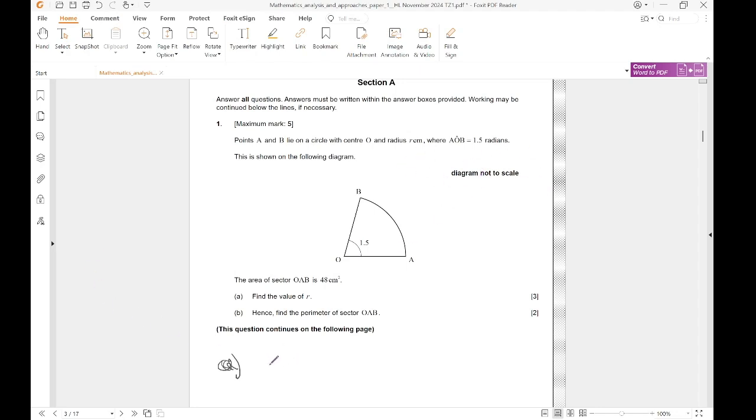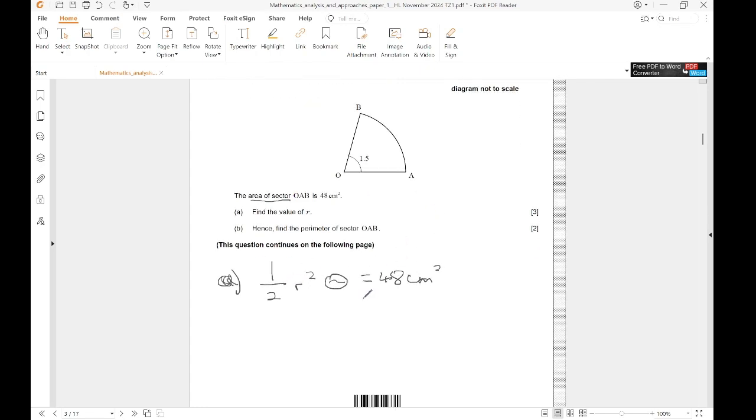Okay, hopefully you've attempted it. If not, pause the video and try again. So we know that the area of a sector is 1/2 r squared theta, and this is equal to 48 centimeters squared. This is the area of a sector, what they've given us. So we know this is the formula of area of a sector in terms of radians.